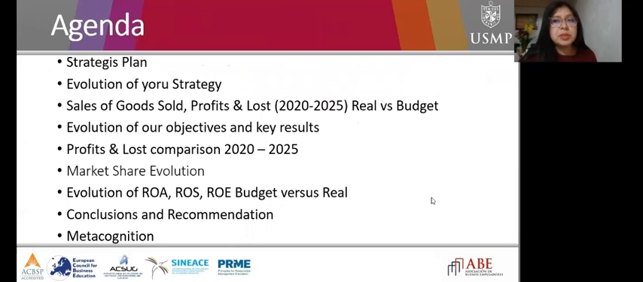The agenda of our presentation is as follows: strategic plan, evolution of our strategy, sales, cost of goods sold, profit and loss 2022 to 2025, real versus budget, evolution of our objectives and key results, profit and loss comparison 2025, market share evolution, evolution of ROE, budget versus real, conclusion and recommendation, and meta-connection.